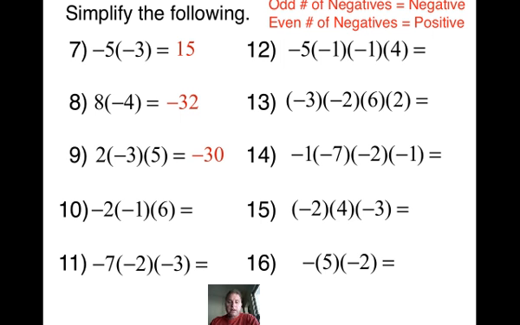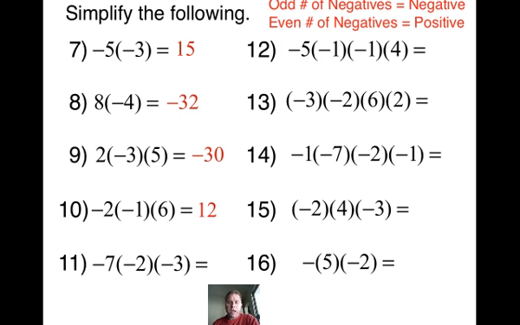Number 10. Negative 2 times negative 1 times 6. I've got 2 negatives there. 2 is an even number, so my answer is going to be positive. So I do 2 times 1 is 2. 2 times 6 is 12, and I get 12 for an answer.